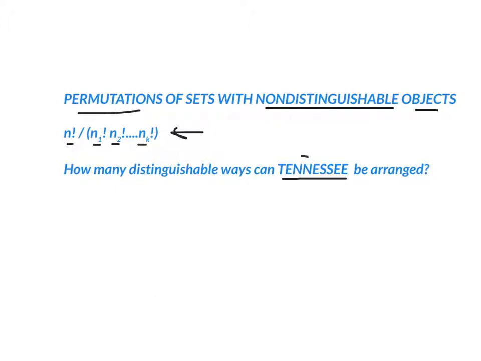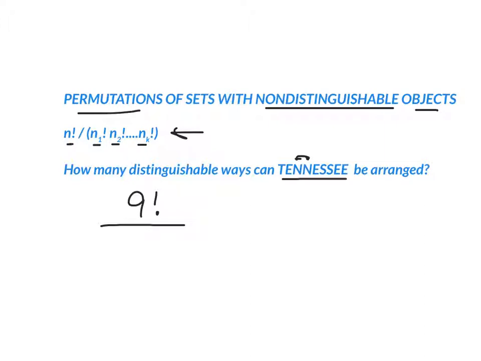Well, think about this. If I switch the N's, it looks the same. If I switch the S's, it looks the same. If I switch the last 2 E's, it looks the same. So what we do is we count the total number of letters, 1, 2, 3, 4, 5, 6, 7, 8, 9 letters in Tennessee. That goes on the top, 9 factorial. In your denominator, you put the number of letters that repeat and how many times they repeat.